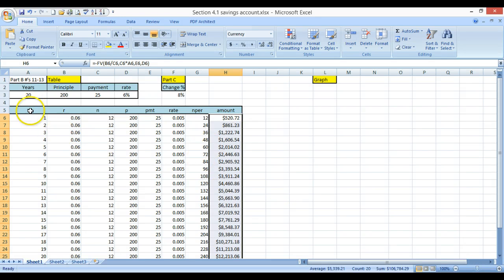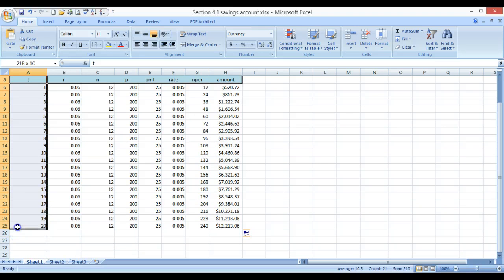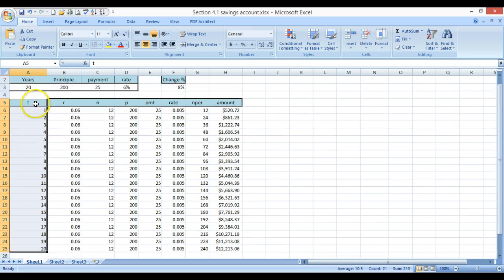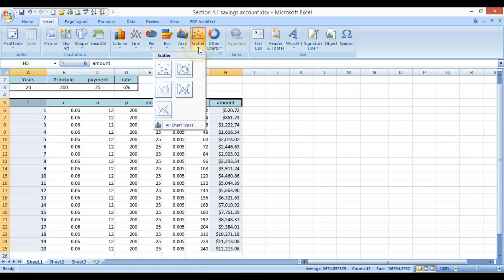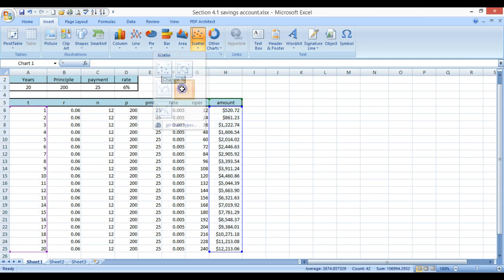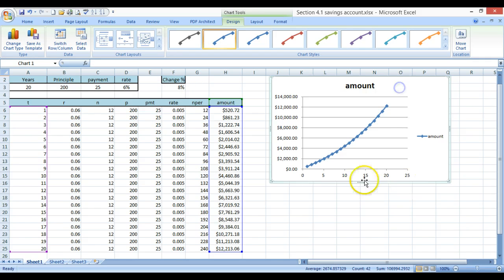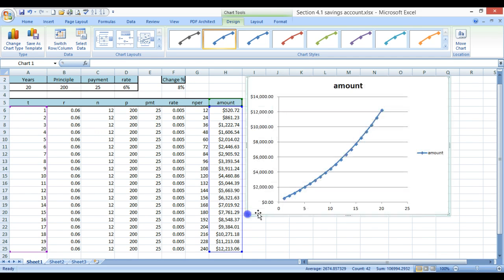So the first thing I'm going to do is go ahead and do the graph. So I'm going to highlight my time or the years, then press Control and left click and pull down for the money. So now I have both of those highlighted and insert a graph. Over here, I'm going to do my scatter. And I'm going to do this one. And that shows what happens to the bank account.